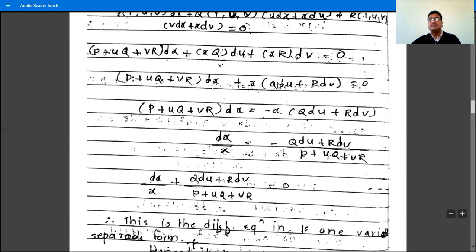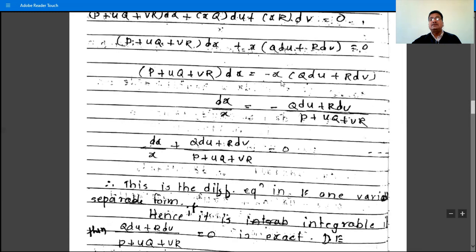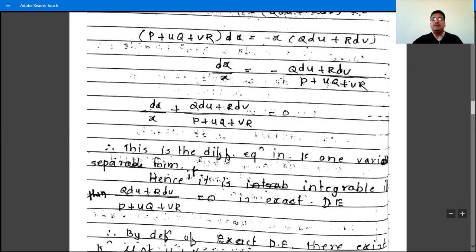Then (p plus uq plus vr) dx, this is LHS, shift to RHS. What is it now? Minus x (q du plus r dv), and then shift this x to LHS, we have dx by x minus (q du plus r dv) divided by (p plus uq plus vr), and this is of the form dx by x plus (q du plus r dv) by (p plus uq plus vr) is equal to 0. This is the differential equation in one variable separable form. This is the Pfaffian differential equation in one variable separable form.